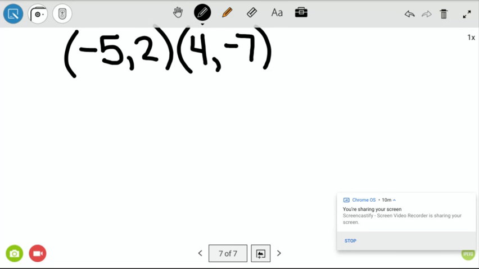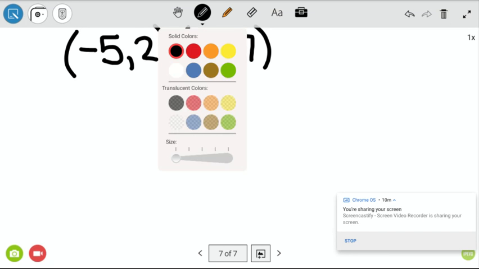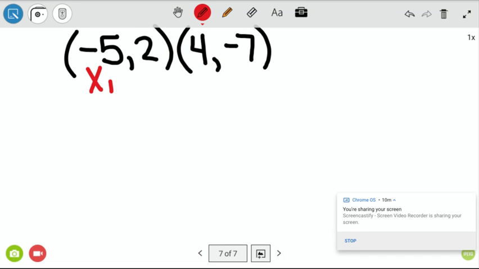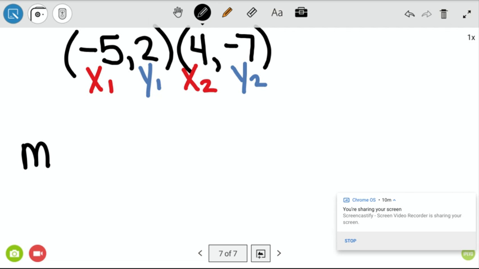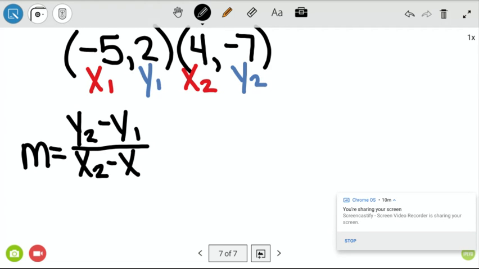All right, so we have two ordered pairs. The x's are -5 and 4. The y coordinates are 2 and -7. If we want to subtract, we always do y's first because the y's are the rise, because the y-axis is the one that goes up and down. So the y-axis is the rise.